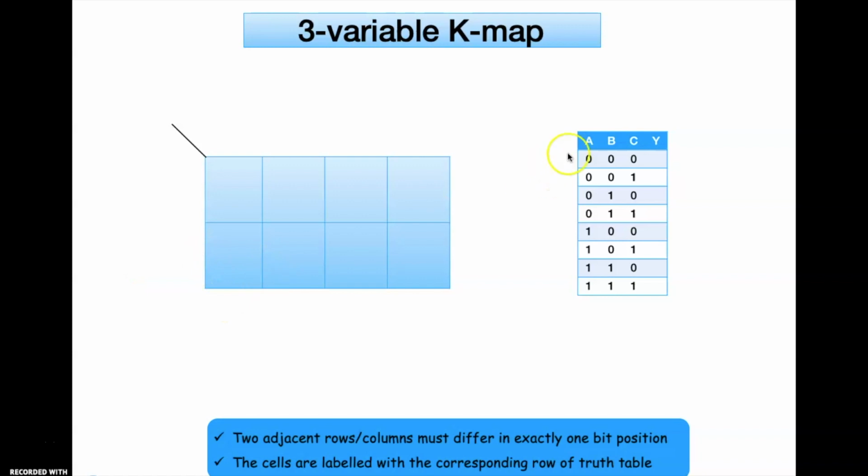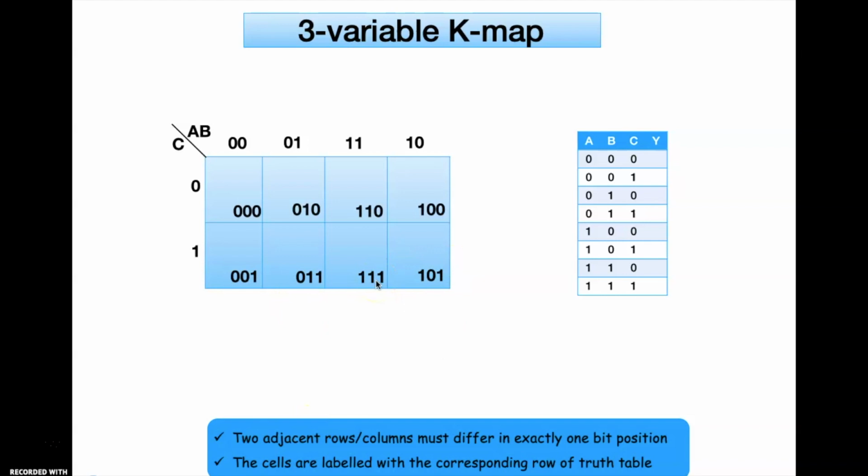In a 3 variable KMap, we have variables a, b, c, and we can place the variables like this: a, b to represent the columns, c to represent the rows. Thus, a, b will have values like this, and c will have values like this. We can see that these 2 columns differ in only 1 bit position. These 2 columns also differ in only 1 bit position. Similarly, these 2 columns also differ in 1 bit position. So we can see this sequence 0 0, 0 1, 1 1, 1 0 is a gray code sequence. This is followed to satisfy these conditions.